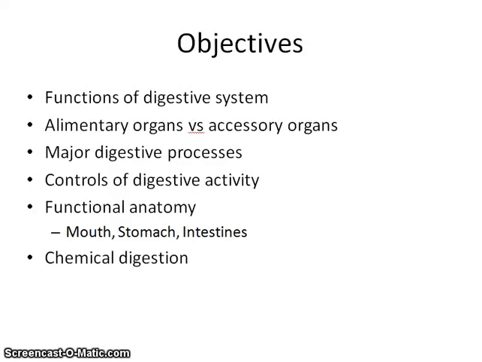The objectives for this chapter are to discuss the functions of the digestive system, what these two words mean, alimentary and accessory, and what the difference is, the different major digestive processes, and the activities that are controlling how your body digests the food you eat. And then lastly, we'll go through the functional anatomy, so the actual structures and organs, and the chemical digestion or breakdown of the food pieces.